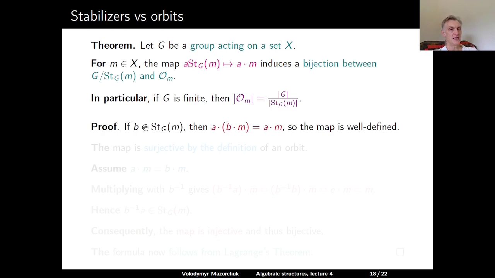Proof. If B belongs to the stabilizer, then applying A to B applied to M, so B applied to M is M, so we will get A applied to M.